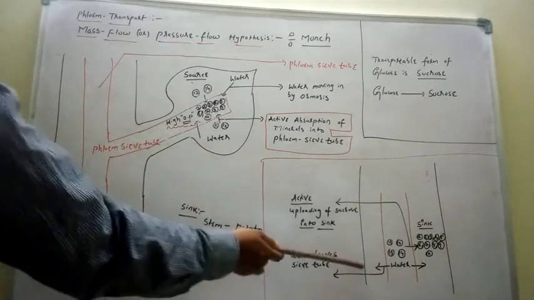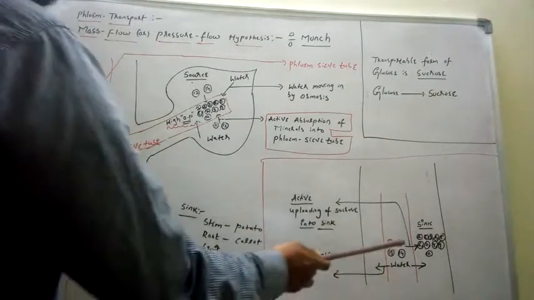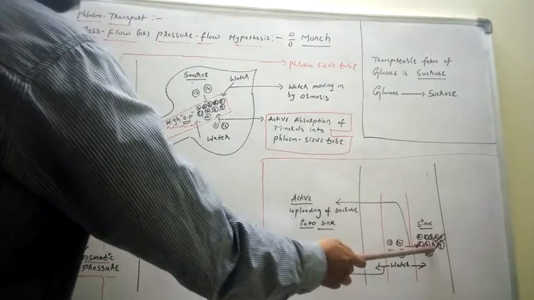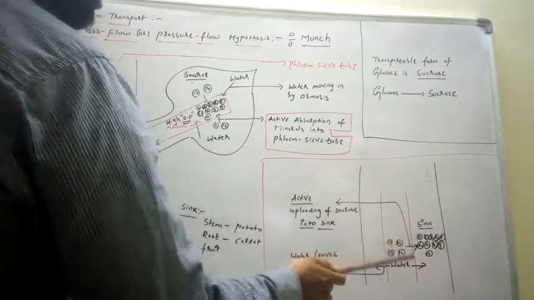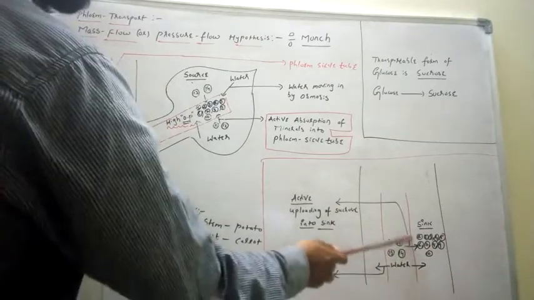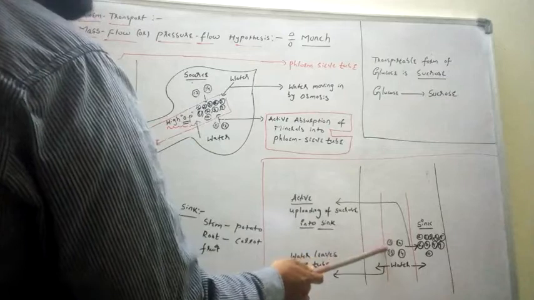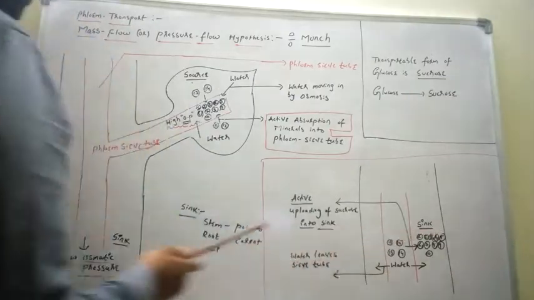Now 1, 2, 3, 4, 5, 6, 7, 8, 9, 10, 11, 12, 13, 14. Now 14 sucrose molecules have entered into the sieve tube. Now this is the sink region. As we have already discussed, the sink may be stem, root or fruit.